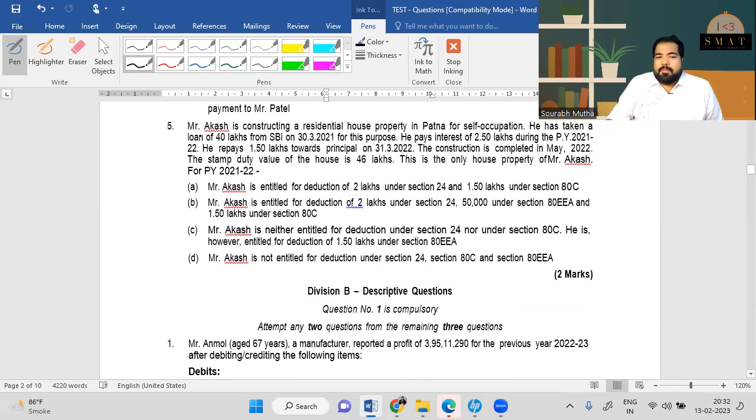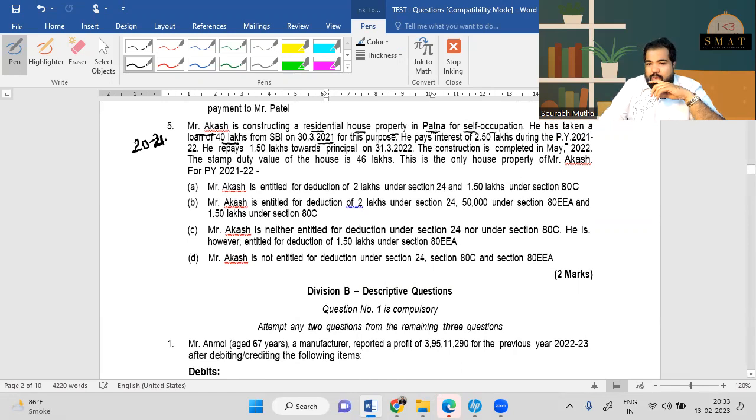Moving ahead, Mr. Akash is constructing a residential house property in Patna for self-occupation. Wow, very good. Akash is going and making a house in Patna. You should also, guys, someday in life make a house. Of course, in Bombay, we don't construct it, but he is doing that. He has taken a loan of 40 lakhs. Now, the year is very important. This is the year 2021 where he has taken the loan.